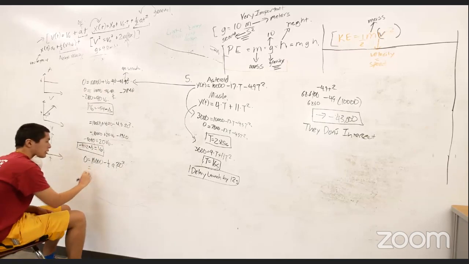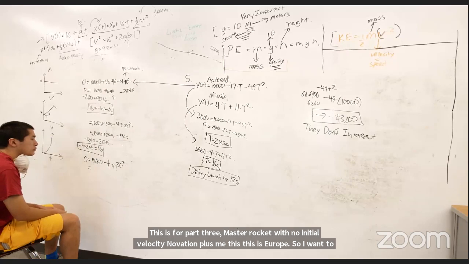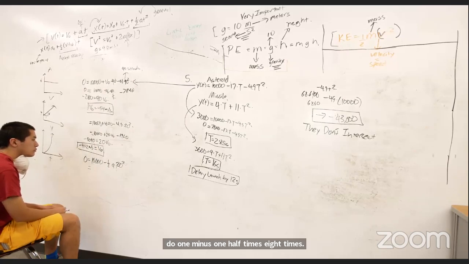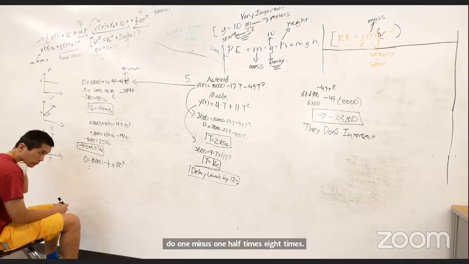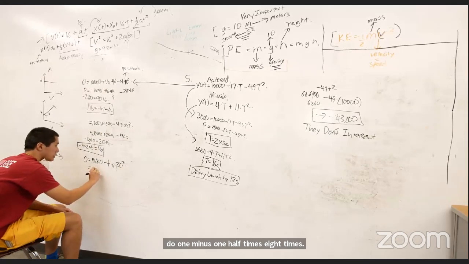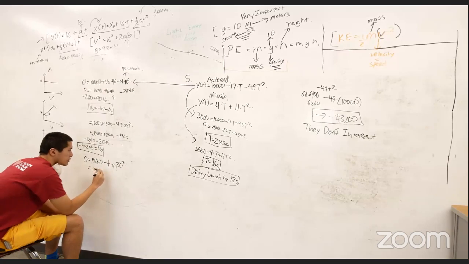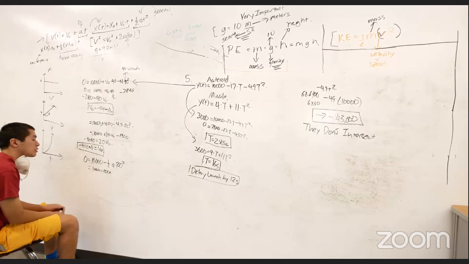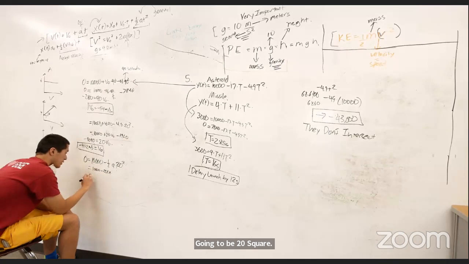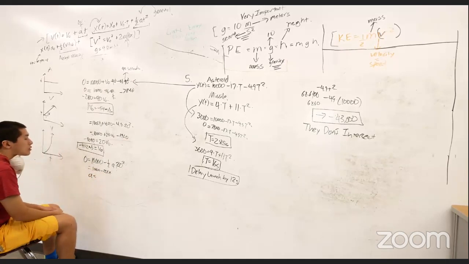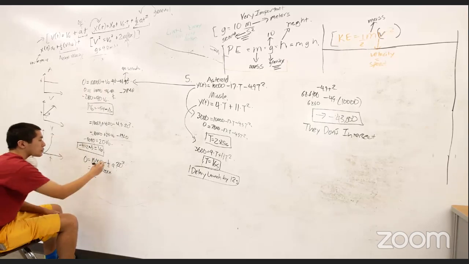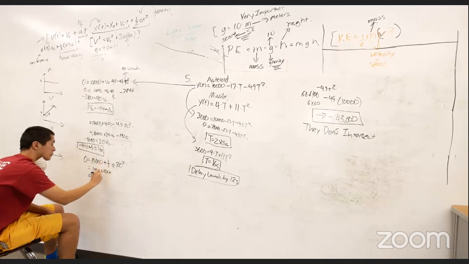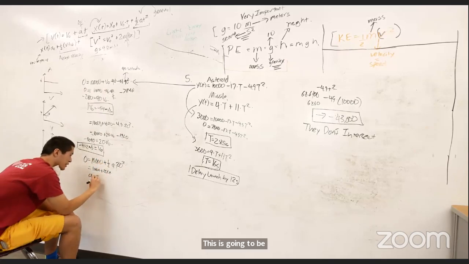This is going to be 10,000 minus 200A. So A needs to be, so this should be plus 1/2 squared. A needs to be 50 meters per second squared.